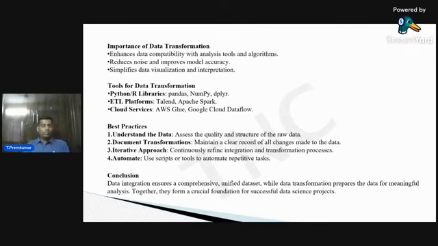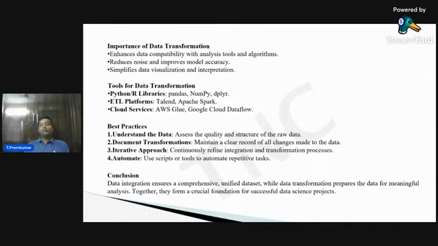The importance of data transformation is that it is going to enhance the data's compatibility with analysis tools and algorithms. It reduces noise, improves model accuracy, and also simplifies data visualization and interpretation.